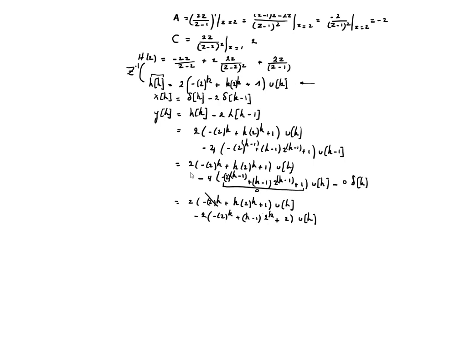Well, this one and this one will cancel out, and here we can still put the 2 in front. Here we'll have k minus 1, 2 to the power k, and here we'll have 1 minus 2, so minus 1 u of k. So this will be 1, so we have 2 to the power k minus 1 u of k.